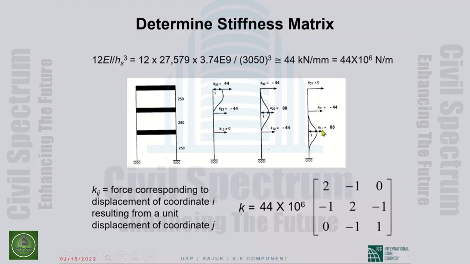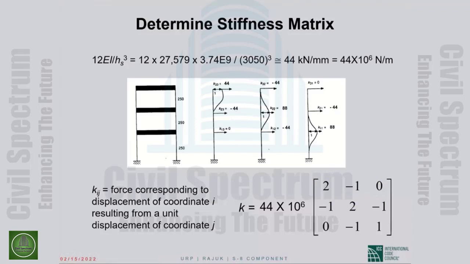If we take 44 out, K11 would be 2, that is here. K12 will be negative 1, which is here. K13 is 0, which is there. K21, negative 44, is here. K22 of 88 is here. And K23 of negative 44 is here. So this is how we assemble the stiffness matrix.